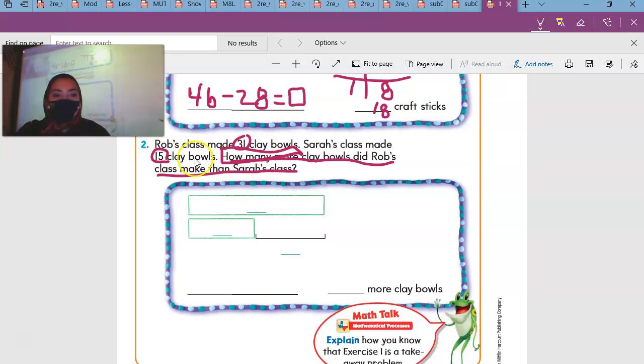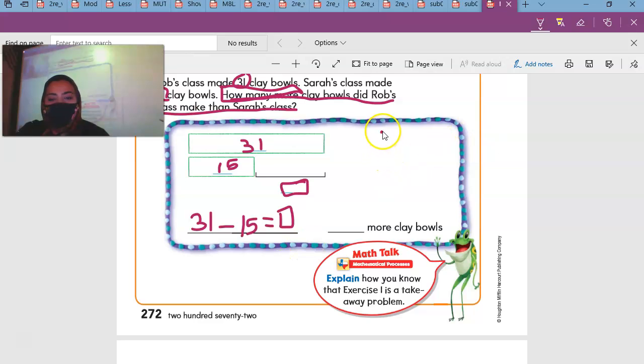Okay? So Rob's class made 31 clay bowls. Take away 15 clay bowls. How many more did they make? So this is 31 take away 15 equals, we don't know yet.